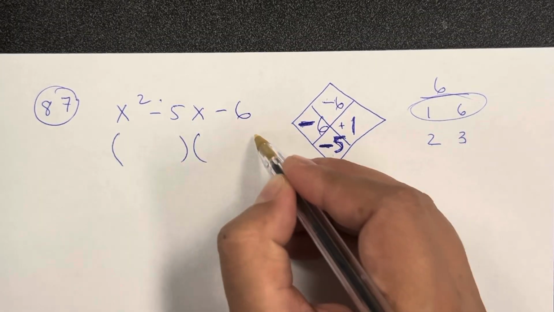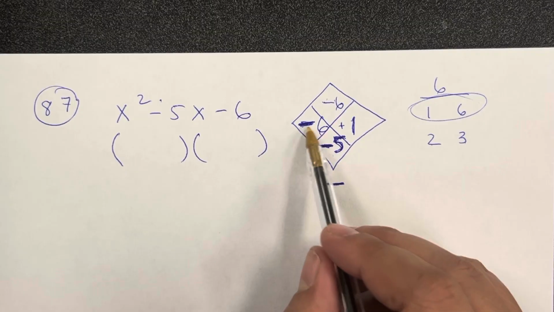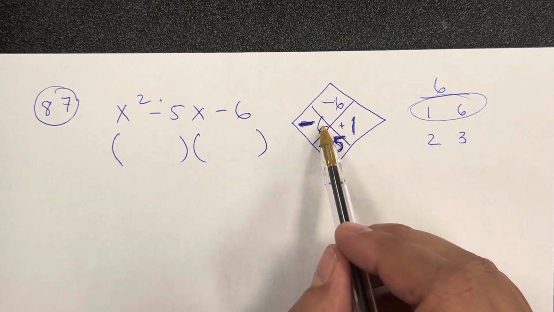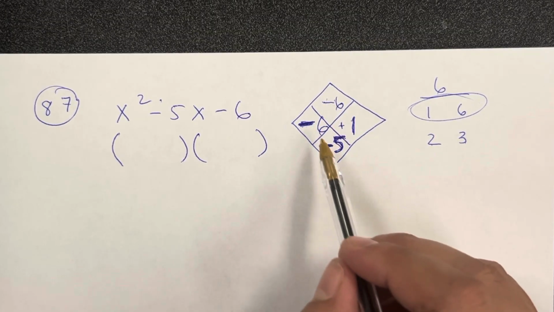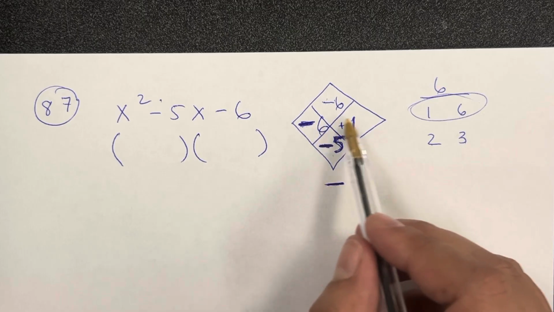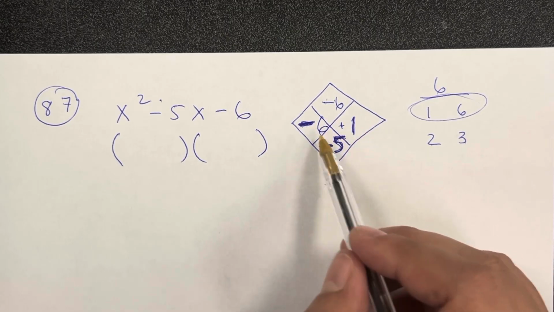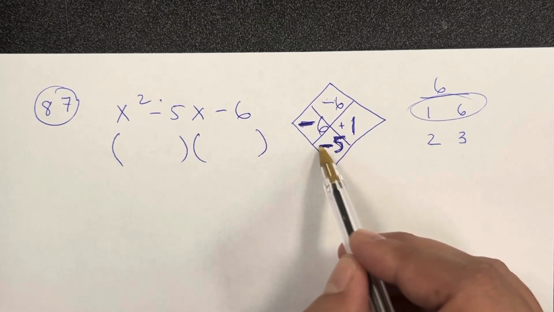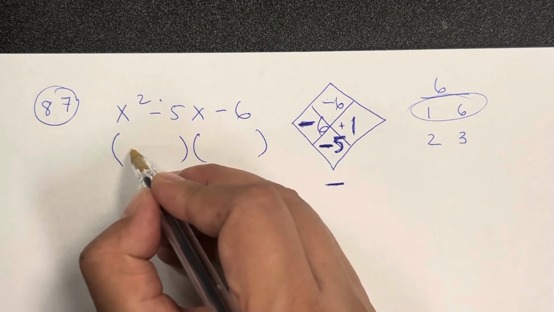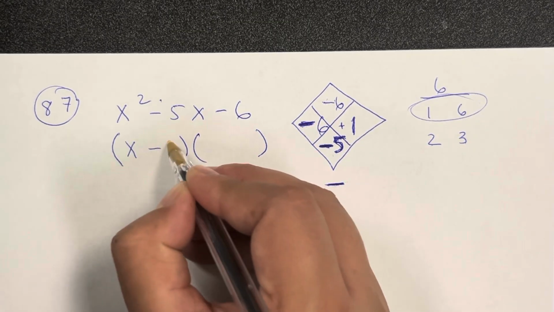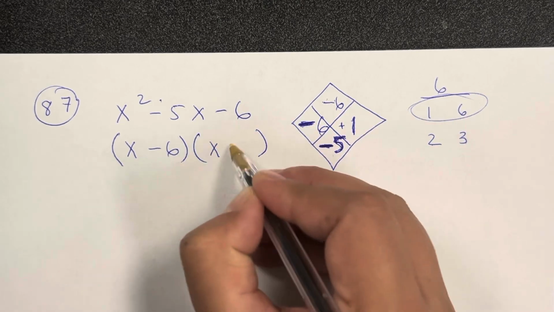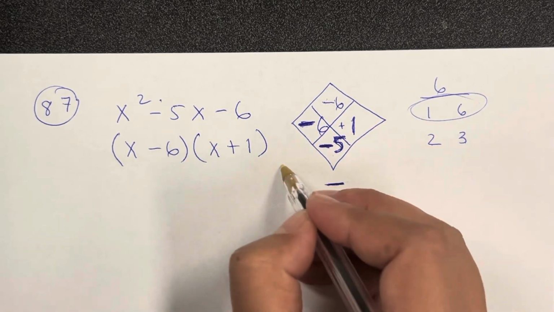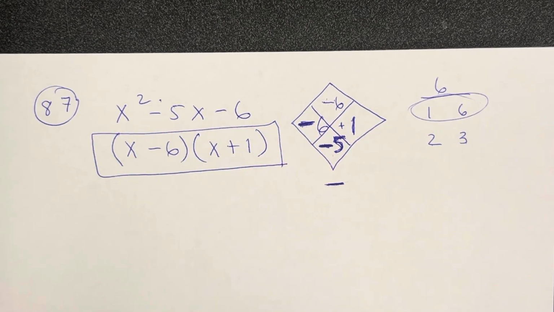I open the parentheses. Oh, but check first. Negative times positive is negative. 6 times 1 is 6. And then when we subtract negative 6 and 1, well, 6 minus 1 is 5, and get the greater sign, that's negative 5. So it makes sense. So now we do x minus 6, x plus 1. And those are my two factors.